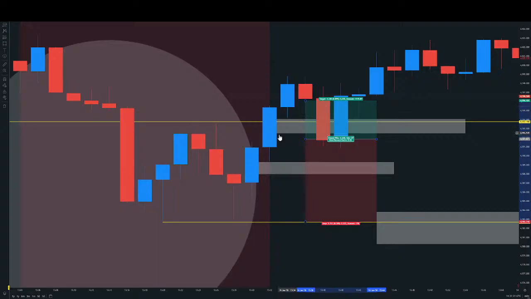Now, this fair value gap is a confirmation for entry. But the same thing too, if you are not comfortable trading this fair value gap or this method, you can also exercise patience and wait for the market to break this particular candle here, this one up here. You can wait for the market to break. Let me mark it out so that we have it.